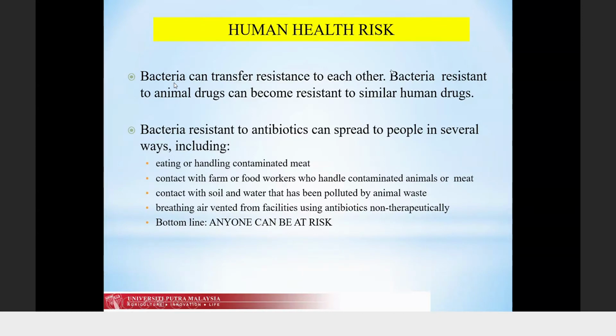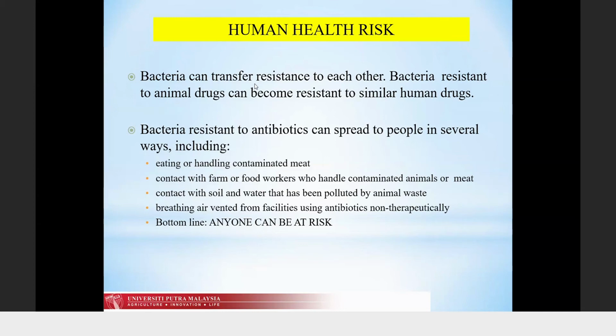Okay, so human health, due to this antibiotic resistance. On the human health risk, bacteria can transfer resistance to each other. Bacterial resistance to animal drugs can become resistant to similar human drugs. So we can acquire from the animals, drugs that have been used in animals, and animals have got the resistant bacteria, and this resistant bacteria can be passed to humans. Okay, that is the human health.